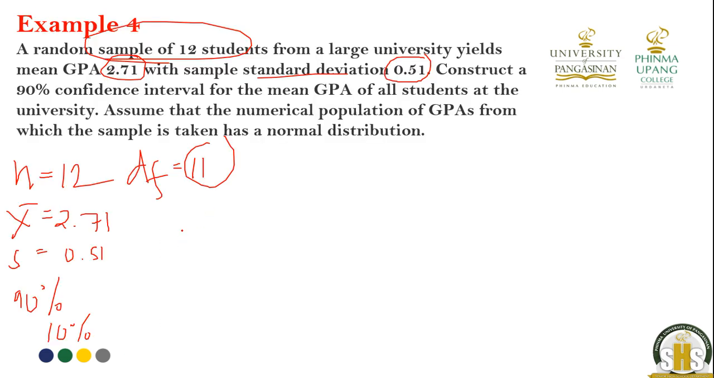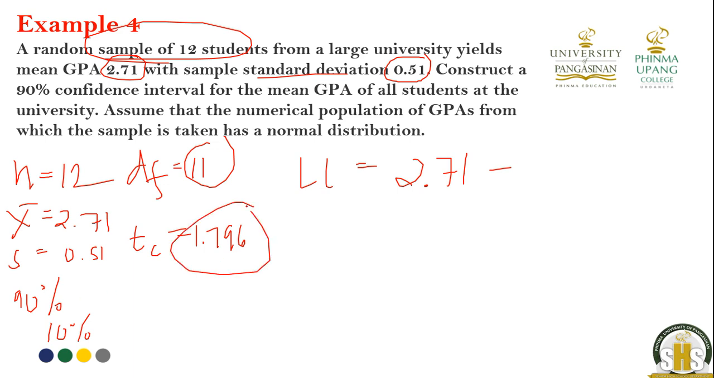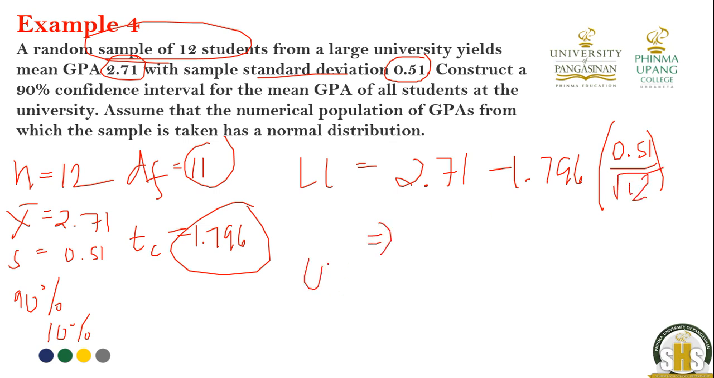1.796 for LL: 2.71 minus your 1.796 SD is 0.51 square root of 12. Answer po for LL, LDP solve.